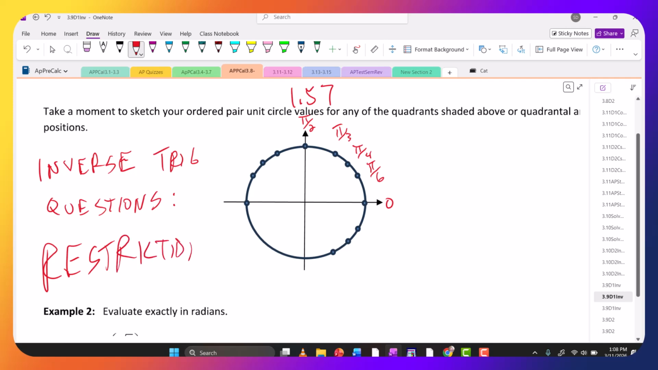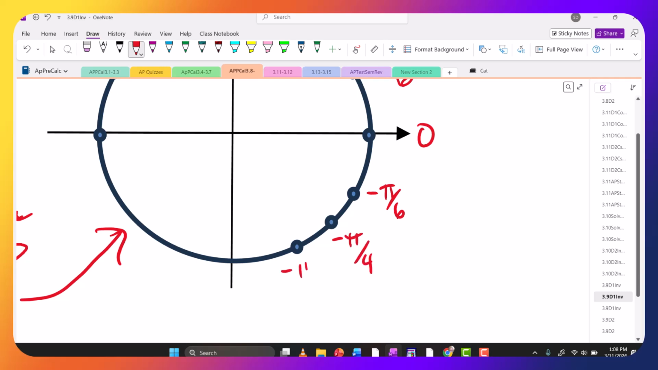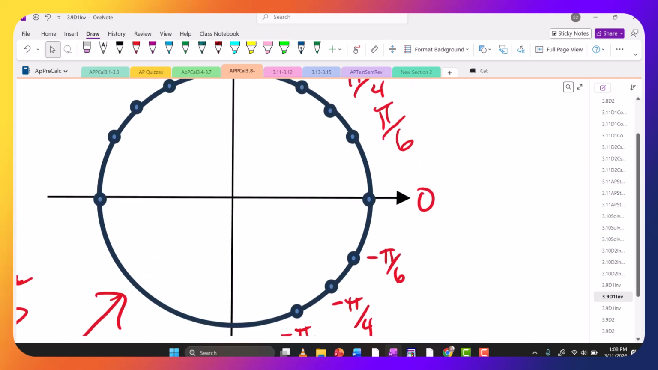This is the easiest I've ever made this section. That's why I'm redoing the video, because I want to synthesize all the years of me teaching this. Because then when you go to this quadrant, these angle measures have to be expressed as negatives. They cannot be 11 pi over 6, 7 pi over 4. Why? The why is just this.